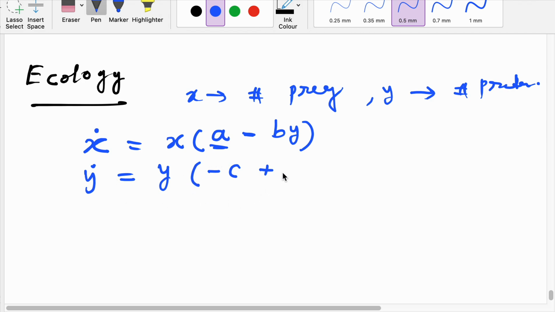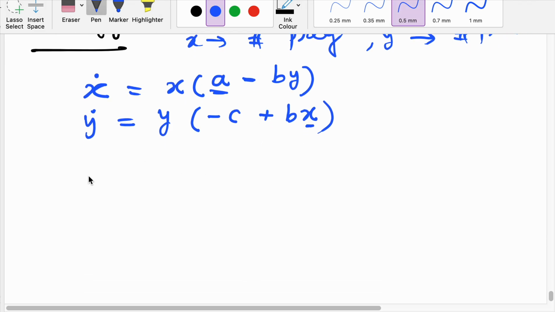So they will increase in number if the number of prey is higher. If you again analyze this equation, you will get a fixed point. I will not go into the details of this.